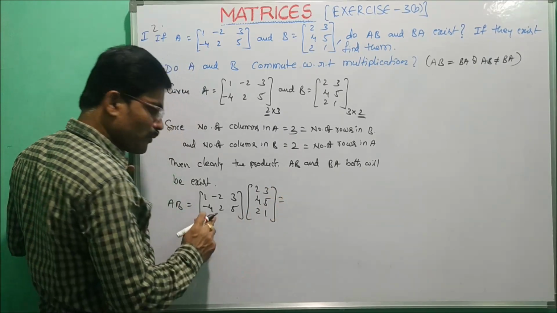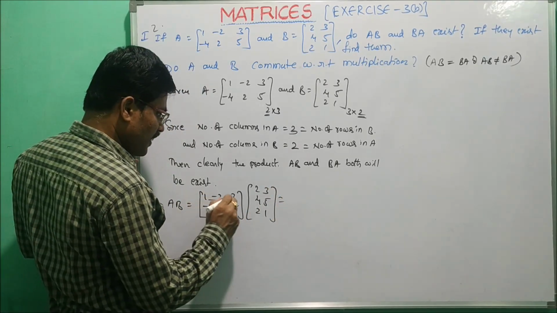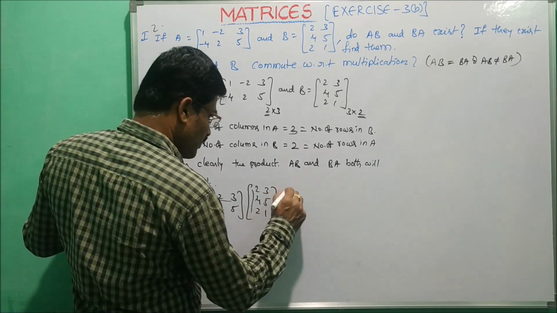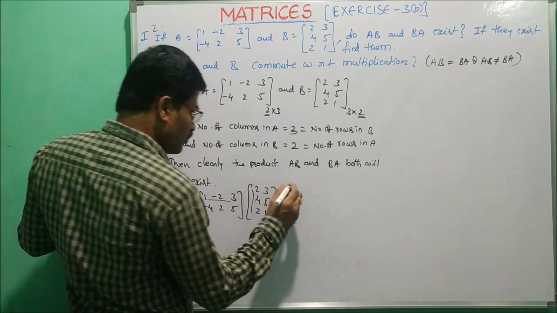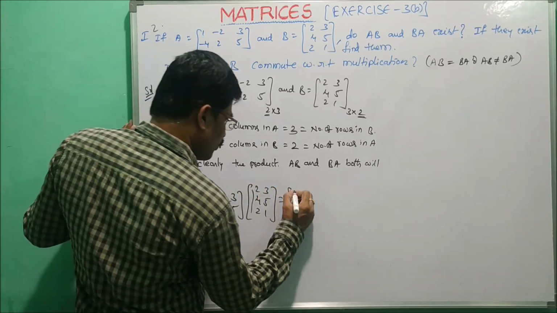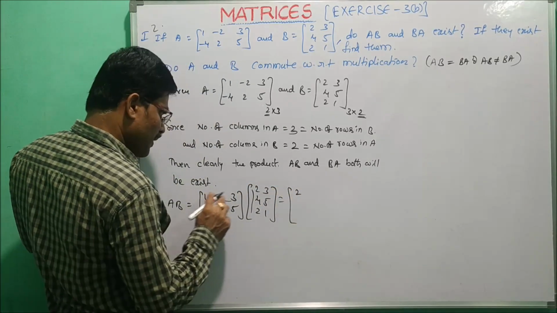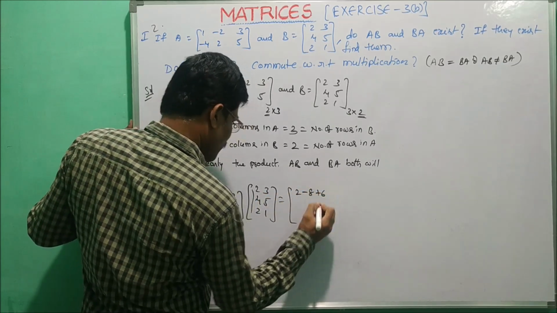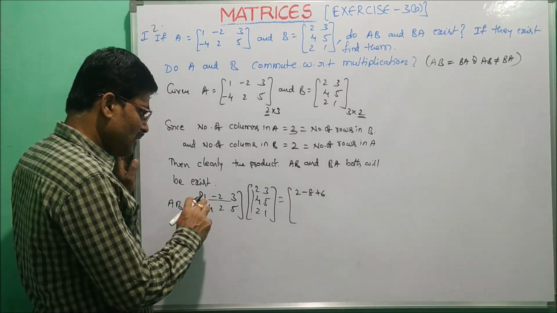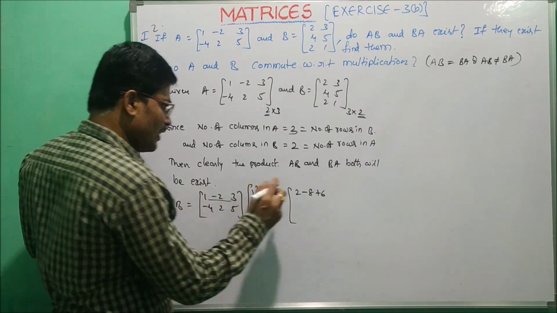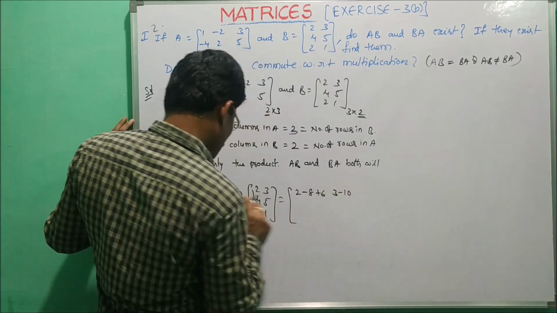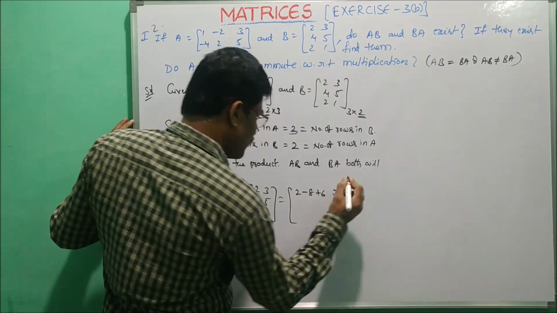Now we calculate the product. Here first we take first row in the first matrix, first column in the second matrix. Here we write 1 into 2, the sum of the products. 1 into 2, that is 2, minus 2 into 4, minus 8, 3 into 2 is 6. This is the first element. Similarly, we take first row, second column. 1 into 3, 3, minus 2 into 5, minus 10, 3 into 1, plus 3.